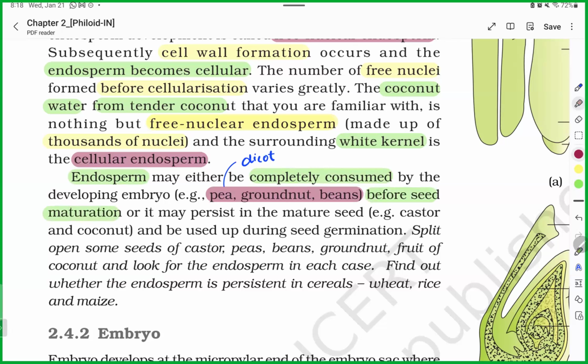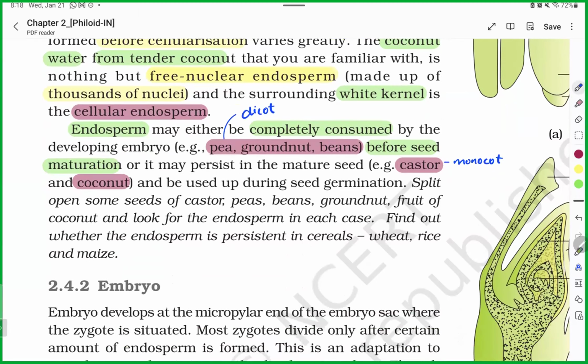Example, this is important. Mostly you will see in monocot. Castor is monocot, coconut is monocot. Okay. So focus on the word dicot and monocot rather than memorizing the example. Okay. And it can be used up during the seed germination, because seed germination require a lot of nutrition, and it can use the endosperm. Correct?